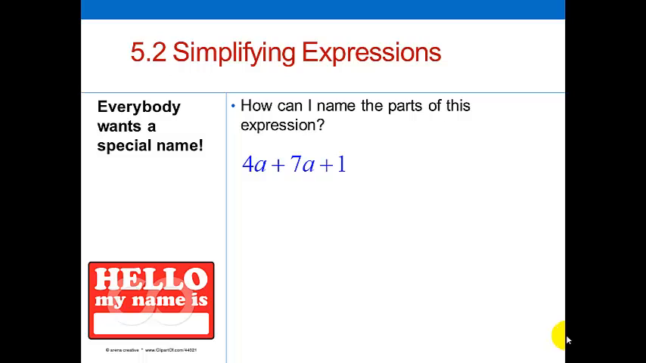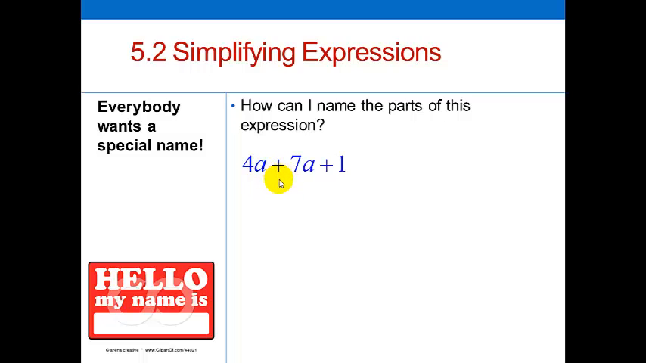So I like to call this one, everybody wants a special name. So how can I name the parts of this expression? If I'm looking at this algebraic expression, we have our number, our variable, and our operations. But everybody wants a special name. So I know you're thinking, that's a 4, and you're right. I'm multiplying by the variable a.